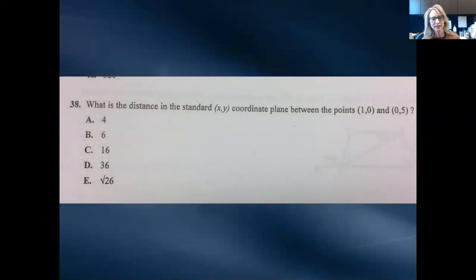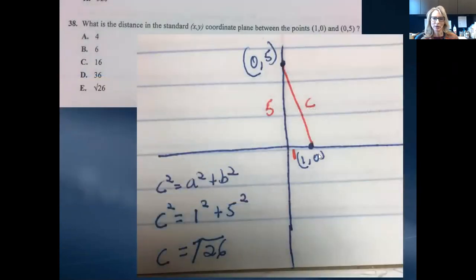Okay, what is the distance in the standard coordinate plane between the points (1, 0) and (0, 5)? When you have a question like this, you're going to want to draw a little picture. It's the simplest thing to do. So we have a point here at (1, 0), and we have a point at (0, 5), and we want to know the distance between those two points. So rather than memorizing the distance formula, I just draw it and use the Pythagorean theorem.